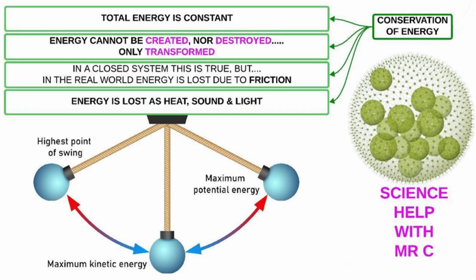Next, we're going to talk about the conservation of energy, which is that the energy in a system is constant. The energy cannot be created nor destroyed, only transformed or transferred. In a closed system, this is true, but in the real world, energy is lost due to friction. The energy lost is normally converted into heat, sound, and light.